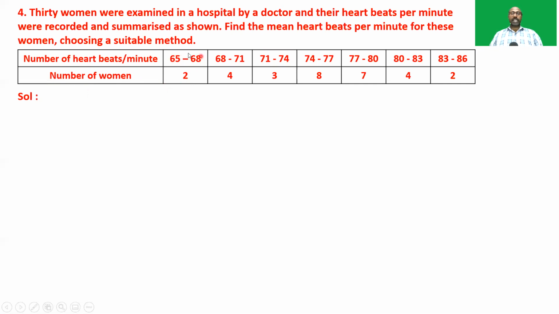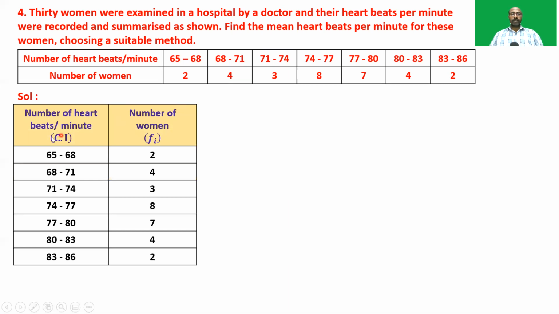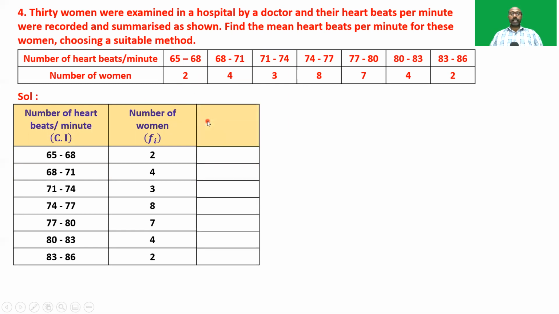So here the class marks are very high, that is 66.5. So multiplication by 66.5 is somewhat difficult for us. So we have to choose either the step deviation method or the assumed mean method. Take the first two columns as given in the data. The third column is a must for every method, which is class marks.